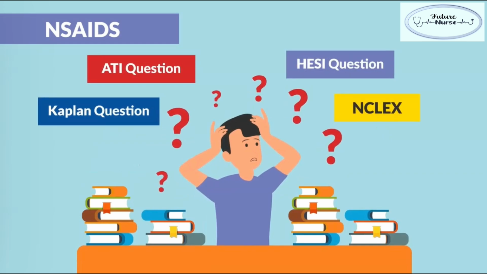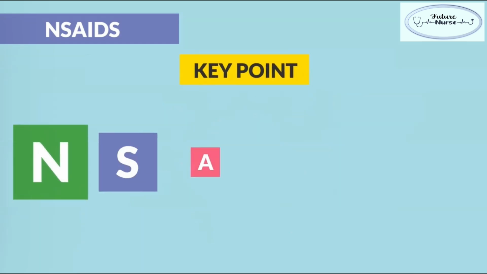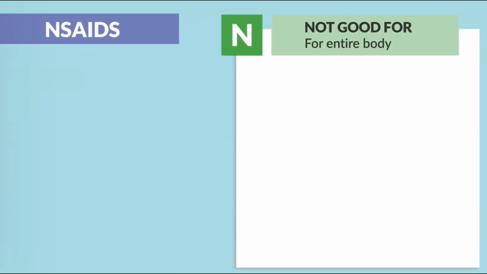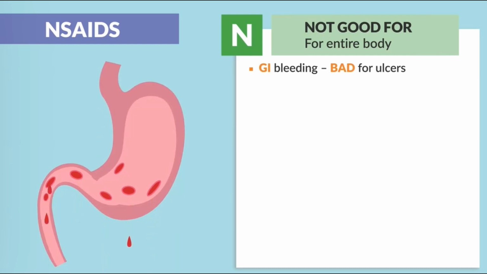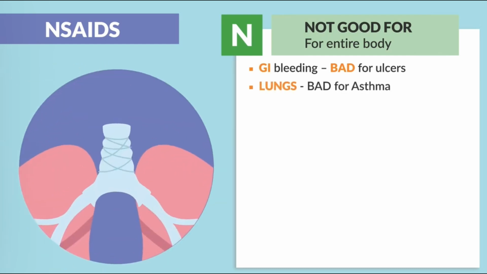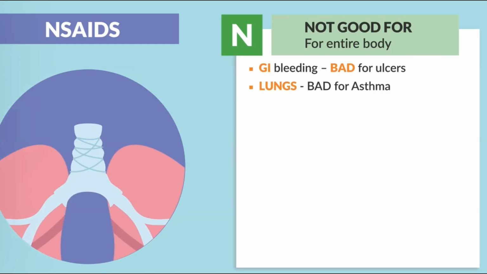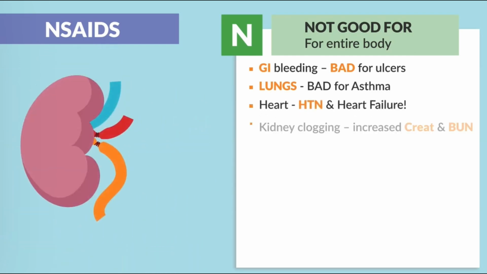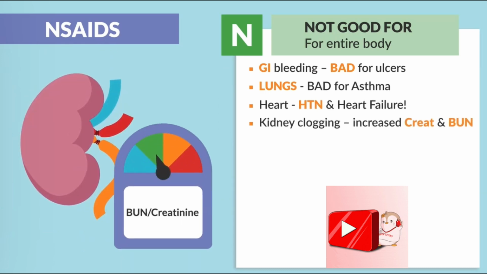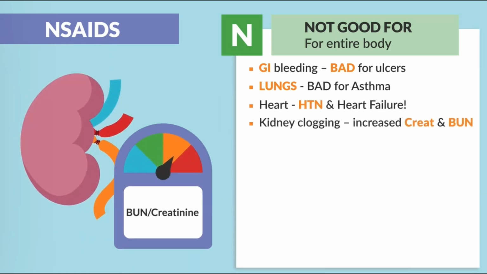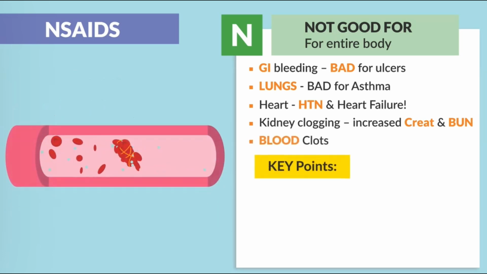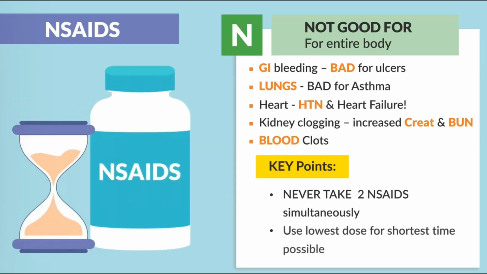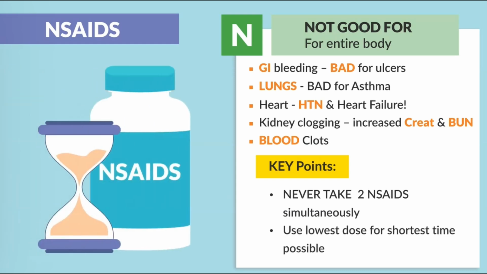So to help you remember this and all the key points for your exams, we use the acronym NSAIDs. N for it's not good for the entire body. We're talking GI bleeds, so it's bad for ulcers. Bad for the lungs, we have bronchospasm, so it's bad for asthmatic patients. Bad for the heart because it leads to hypertension and worsening heart failure. Talk about kidney clogging. Guys, it increases creatinine and BUN, the two kidney labs, as well as blood clots. So guys, the key point here is we never take two NSAIDs simultaneously. Use the lowest dose for the shortest amount of time possible.